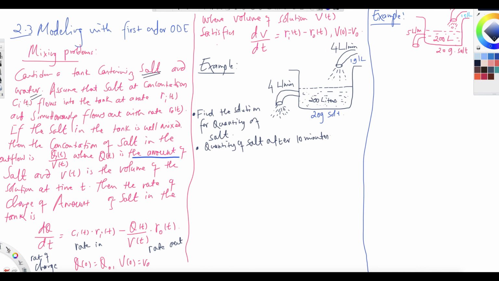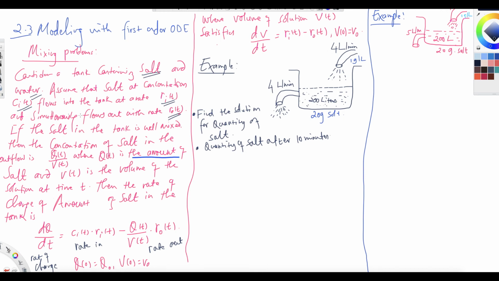C_in(t) is the concentration of the salt or the solute, for example 5 grams per liter or 10 grams per gallon. It flows into the tank at a rate of R_in(t), meaning for example 5 gallons per minute or 10 gallons per minute, and simultaneously flows out with rate R_out(t). This is the flowing out rate, this is the flowing in rate, and this is the concentration, the inflow concentration.